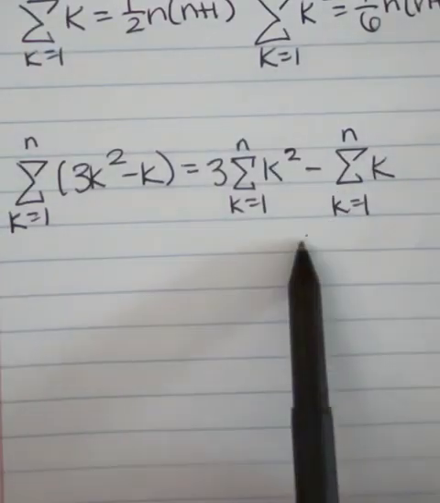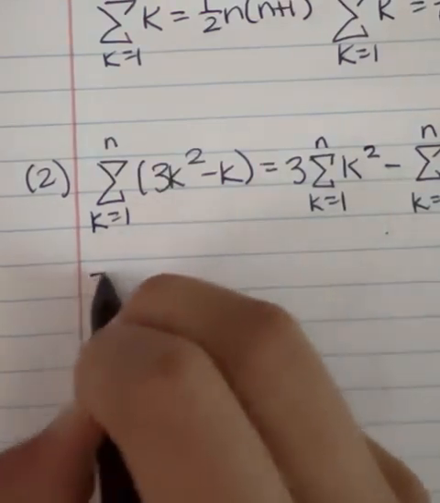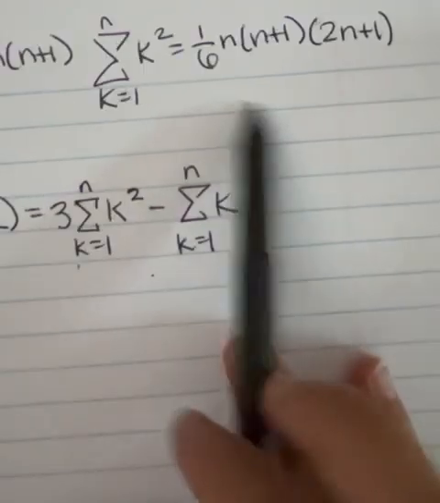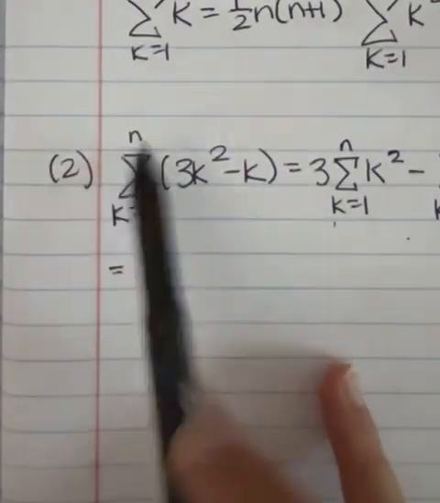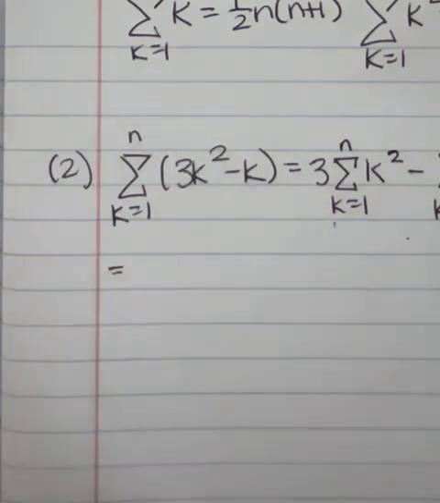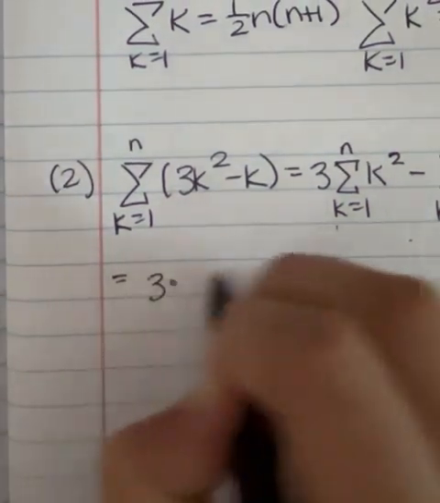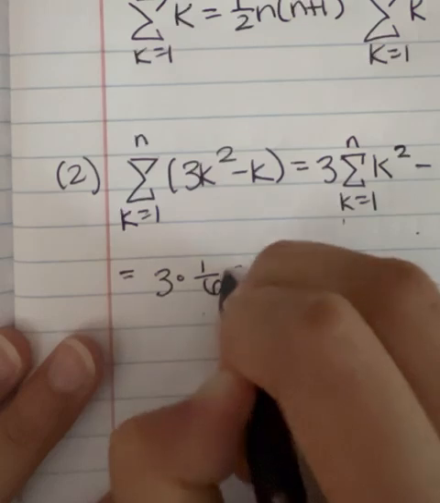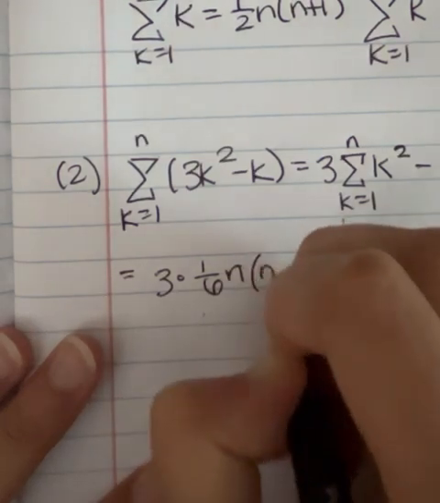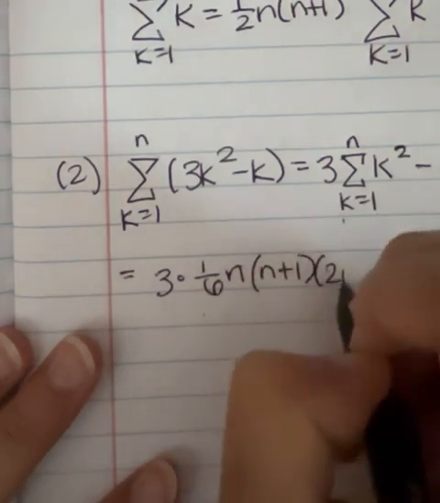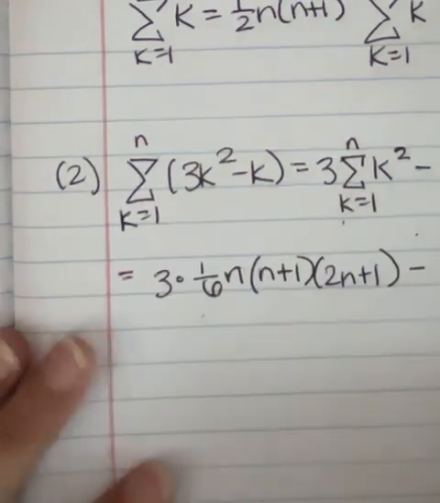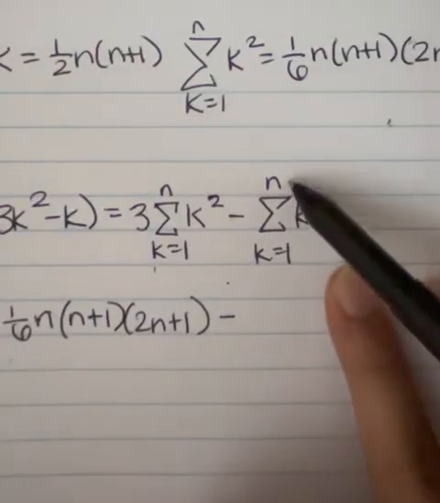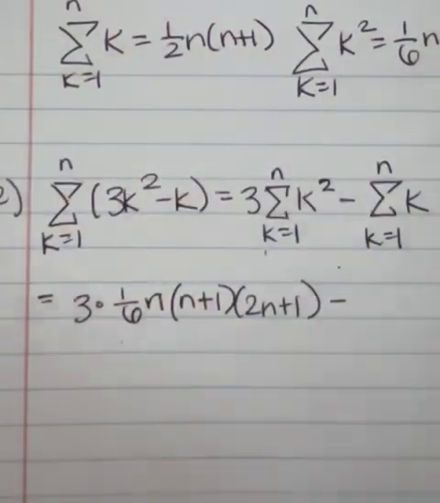So we're going to use the formula for both of these. For the first one, we're going to be using this formula. And notice that we don't have any number, it's just n, so we're just going to be plugging in n. This one's going to be 3 times 1/6, so you can just basically write the formula right over here: n times n plus 1, 2n plus 1. Minus, same thing over here. We don't have any term on the top, so we can just use this formula.